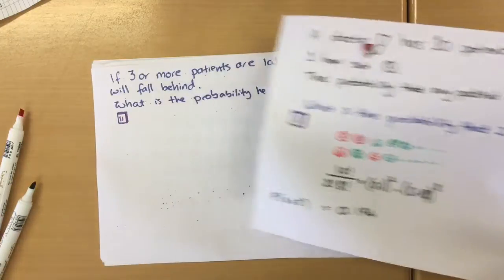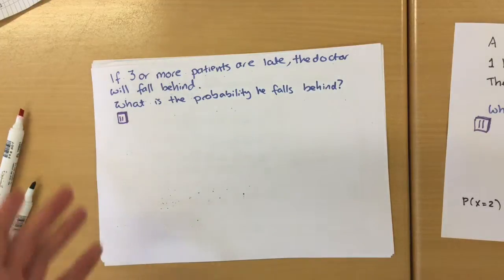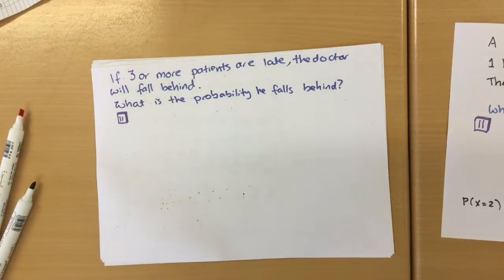Slightly trickier problem now for the same doctor. He still has 10 patients, but this time in a more real life scenario for a doctor's practice, if 3 patients or more are late, then this doctor will start to fall behind. So I want to know, what is the chance that the doctor falls behind? Basically, what's the chance that 3 or more patients are late?